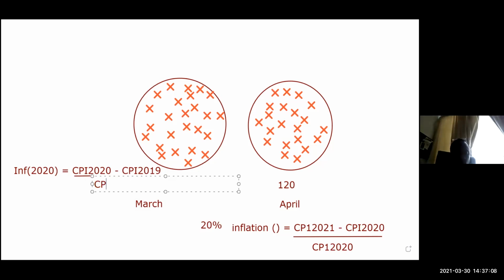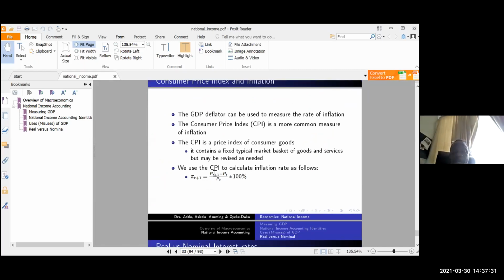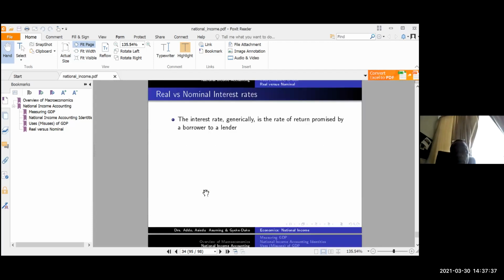So the current period, the period that you are looking at, minus the previous, divided by the previous, will give you that index. That is the general equation that we have for inflation, the difference in the price index. So we use the CPI, the price index, to calculate inflation. I'll revisit this in a jiffy, so you see how we go about that.